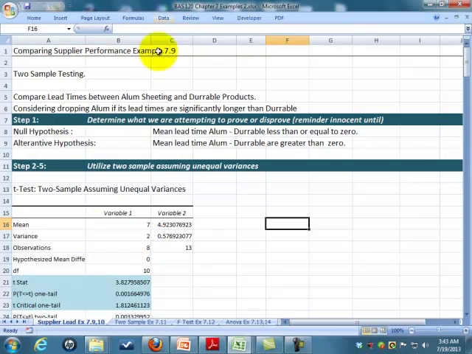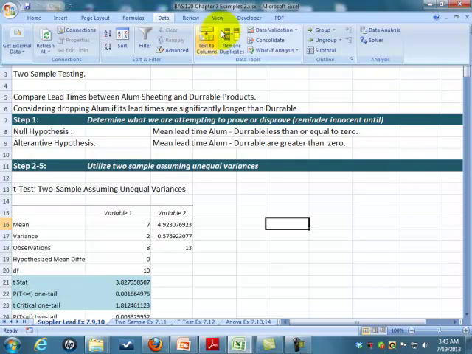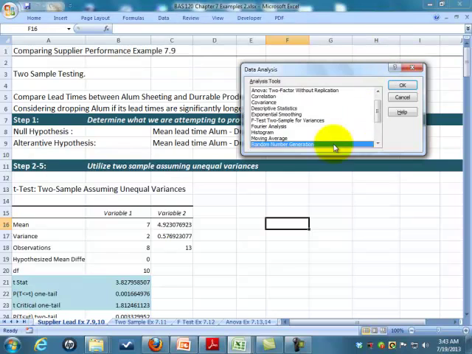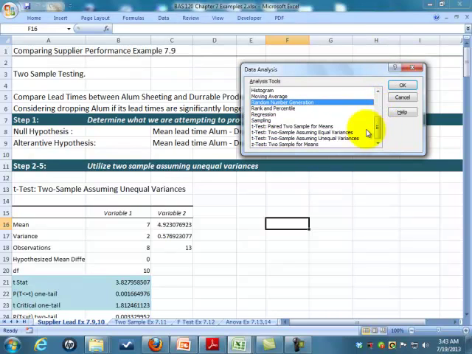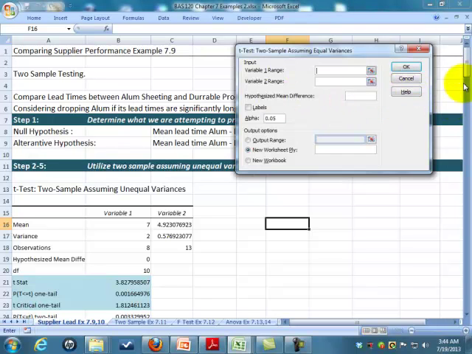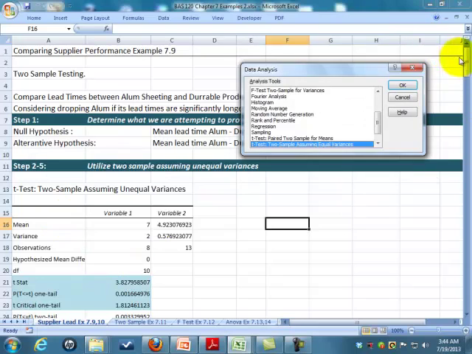The way this table came out is I went to data analysis, and I came down to a t-test, two-sample, assuming unequal variances, and I opened that up and I put my variable range from my raw data, my other variable range. I put my hypothesized mean difference as 0, right? And I put my labels and I said, output it right here in this area. It did all that work for me.